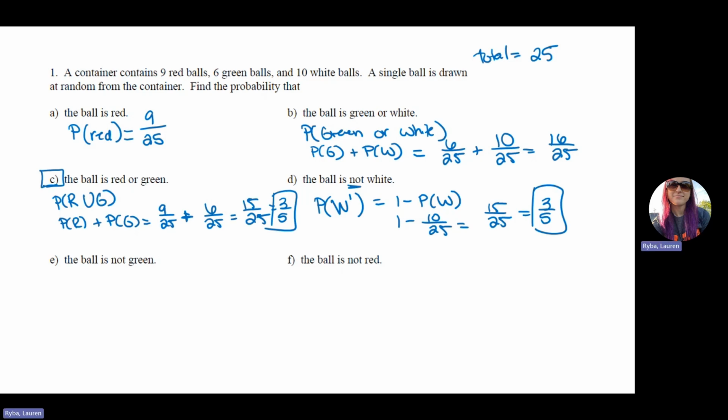So next one, probability the ball is not green. So green's complement. So 1 minus the probability of green. Green was 6 out of 25. So 1 minus 6 out of 25 leaves me with 19 out of 25.